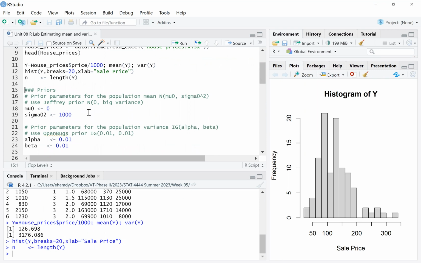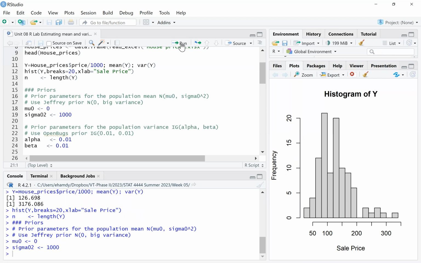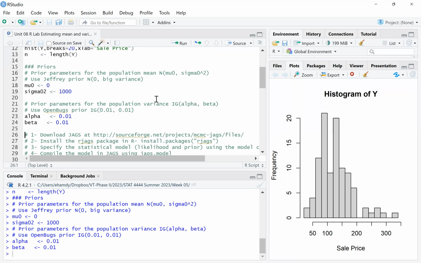Now let's set the priors as we have set them before. Use the prior distribution for the population mean, a Jeffreys-type non-informative prior, mean 0, variance a very big value. So mu 0 is 0, sigma 0 square is 1000. And use the prior for the population variance, inverse gamma 0.01, 0.01. This one doesn't have much information, it has a little bit of information. So it looks like a non-informative prior, alpha and beta.